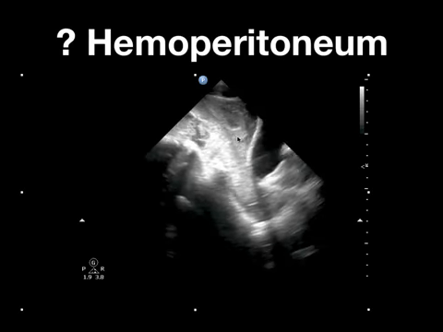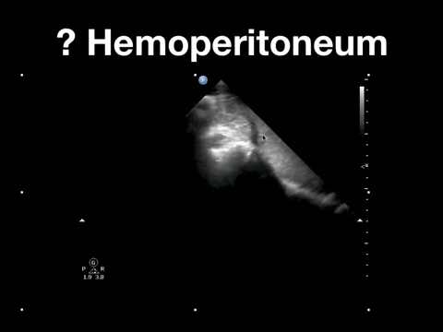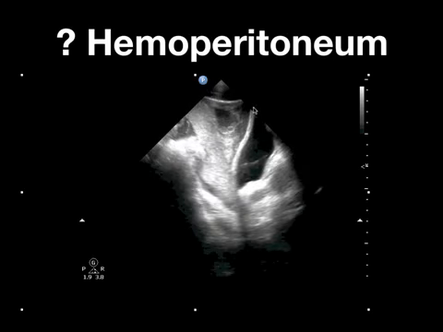This is a male patient. We'll take a look through the sweep here. Now if we start off, we try and find the urinary bladder. So this right here is the urinary bladder. It's got a wall and it's got a contained shape.